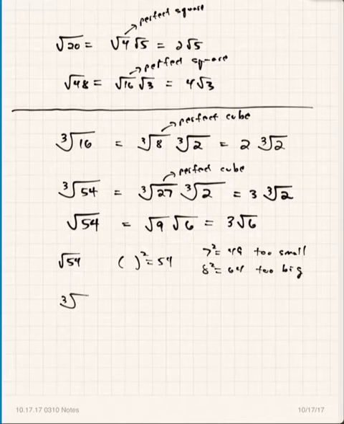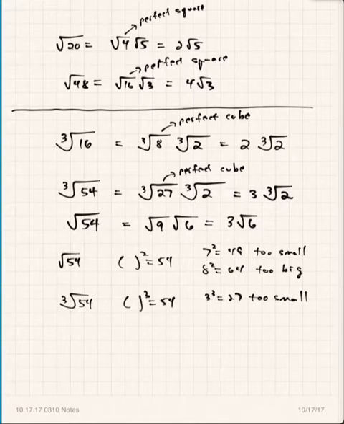The cube root of 54 is a number that when you cube it, you get 54, right? 3 cubed is 27. That's too small. 4 cubed is 64. That's too big. And so what do we get? That the cube root of 54 is a number between 3 and 4, right? They're definitely different numbers. We should come up with something that's different at the end also, definitely, right?